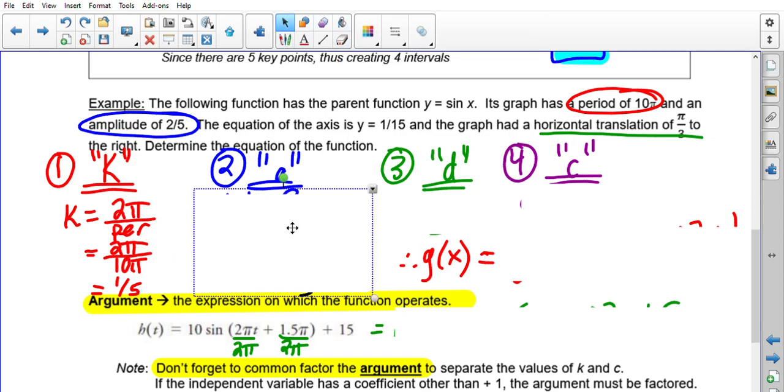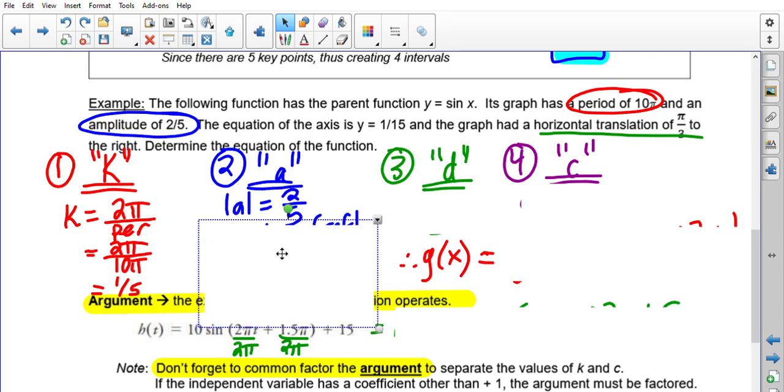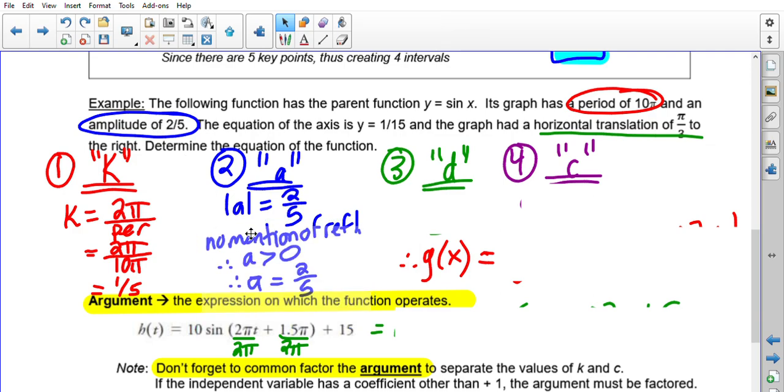All right, our a value, we've been told here that it has an amplitude of 2 over 5, so that told us that the absolute value of a is 2 over 5. Remember, amplitude doesn't tell you whether it's positive or negative. Because in the description there was no mention of a reflection across the x-axis, we are going to assume then that a is positive, so that means a is 2 over 5.